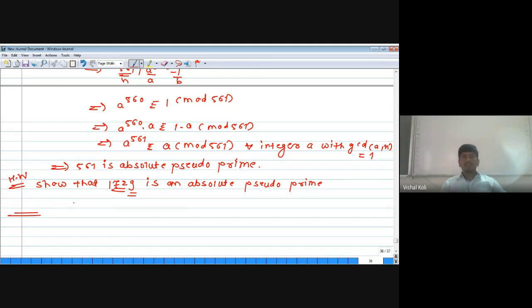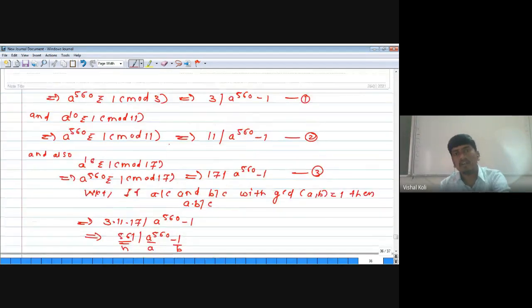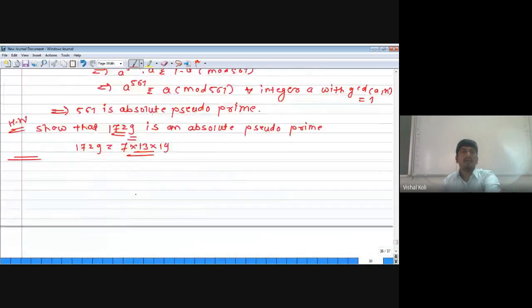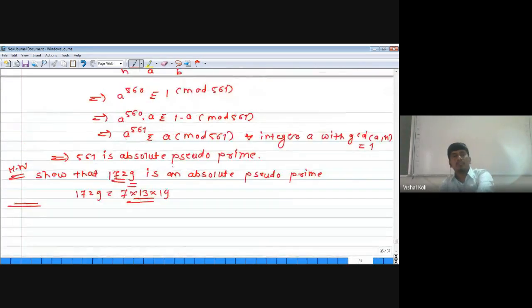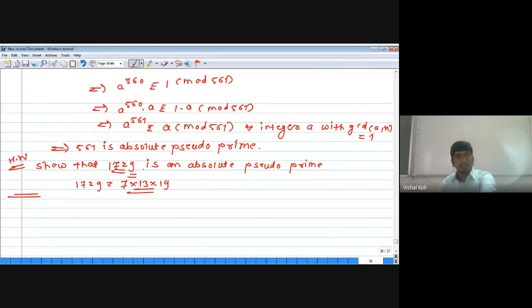So its prime factorization will be: 1729 is equal to 7 × 13 × 19. Check whether this one is true. If 1729 has this prime factorization, then we just have to put these values in Fermat's theorem and show that a to the power 1729 is congruent to a modulo 1729. Then 1729 must be an absolute pseudo prime number.